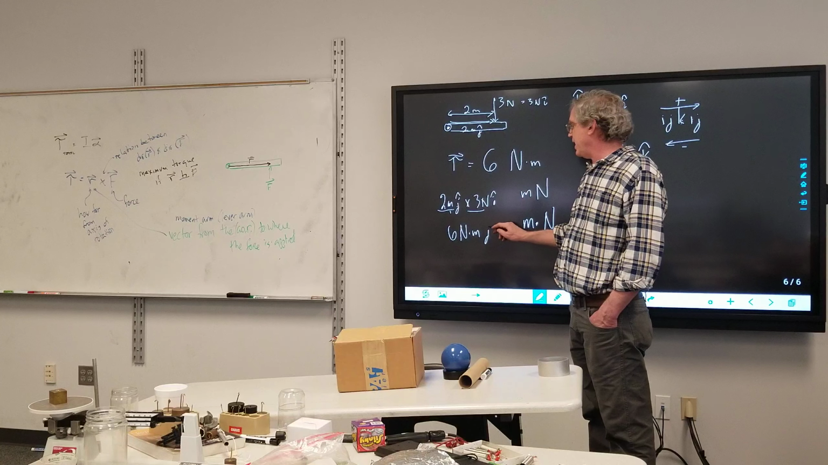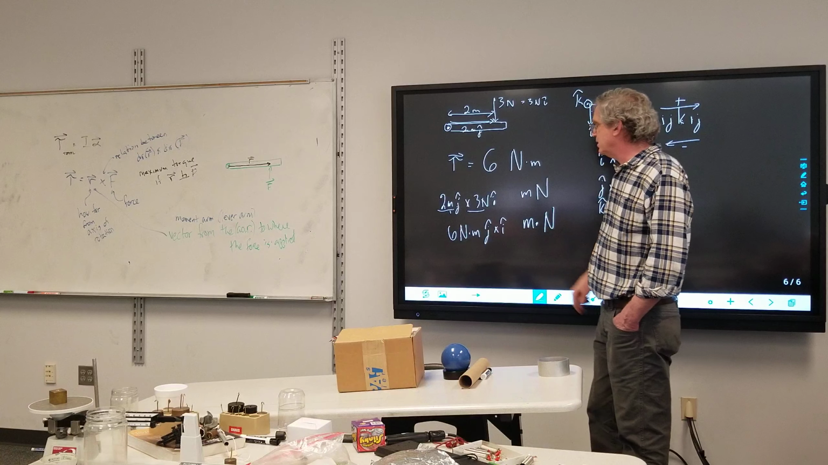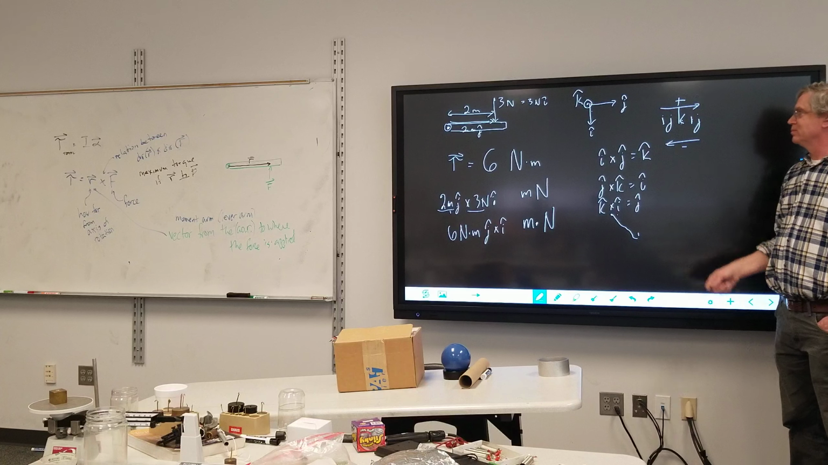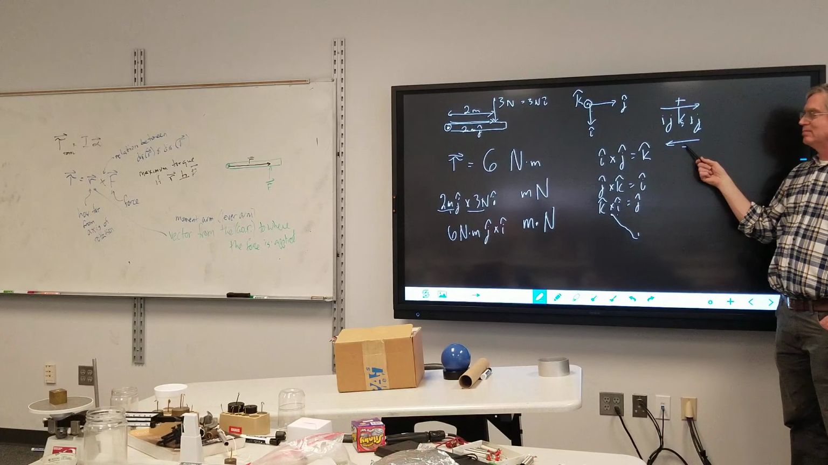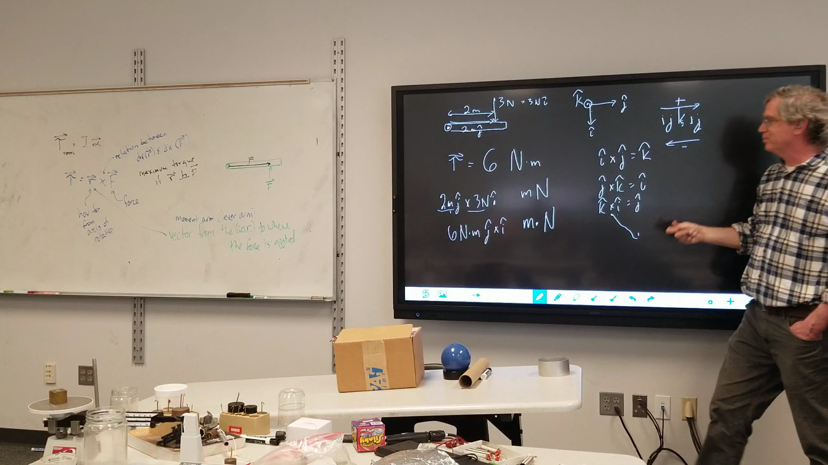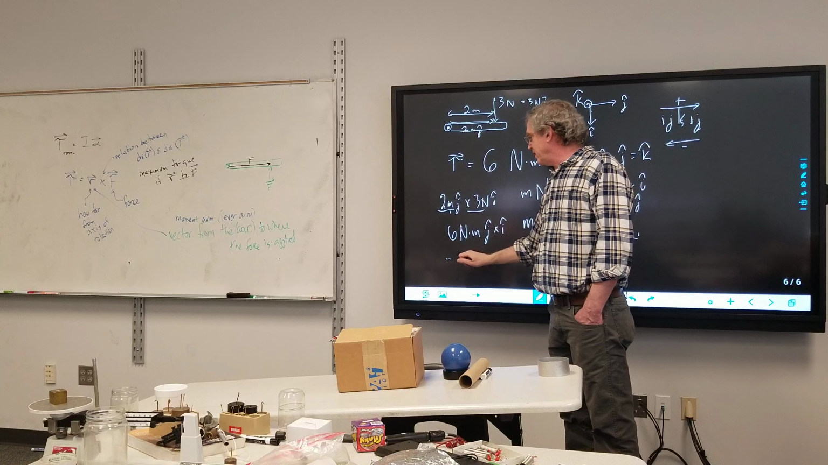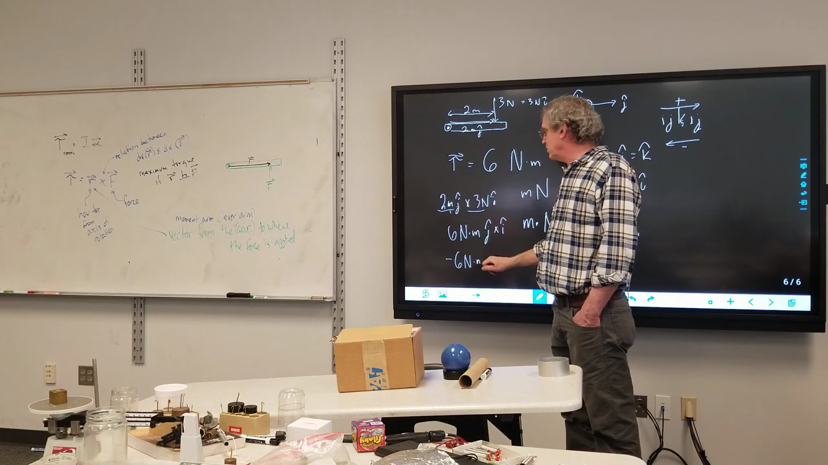Now I've got j hat cross i hat. j cross i is k. I'm going to the left, negative k. So negative 6 newton meters k hat.